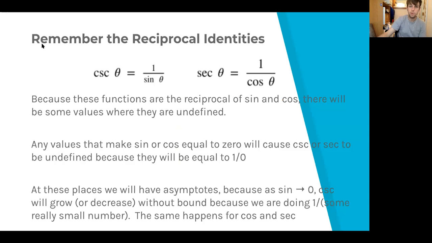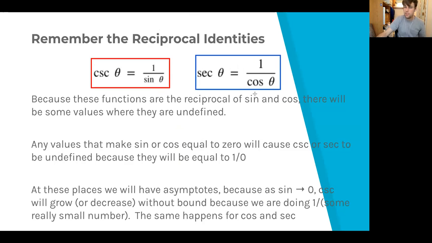Remember the reciprocal identities. These are two of our reciprocal identities. The reason we're illustrating these is because we can represent cosecant as 1 over sine, and we can represent secant as 1 over cosine. This has a lot of implications for the graphs of these things. One of them is that there are going to be some values where cosecant and secant are undefined.